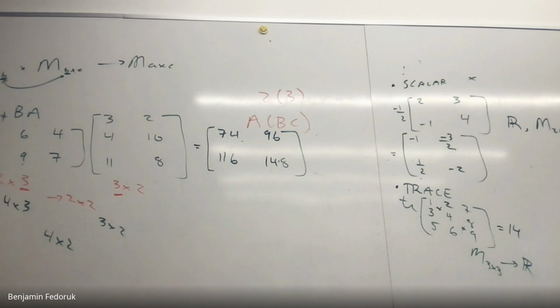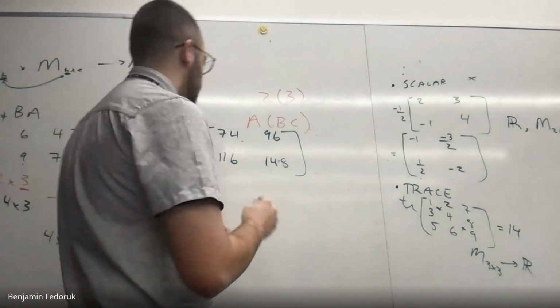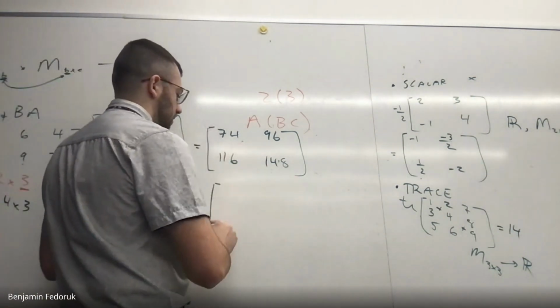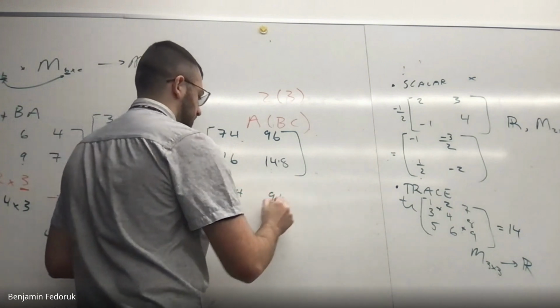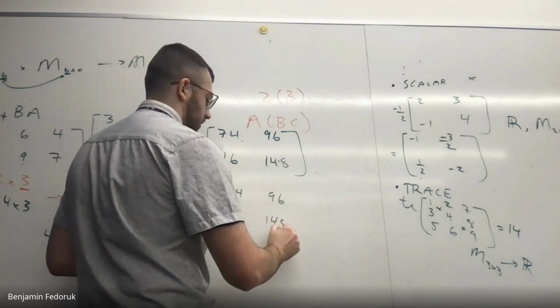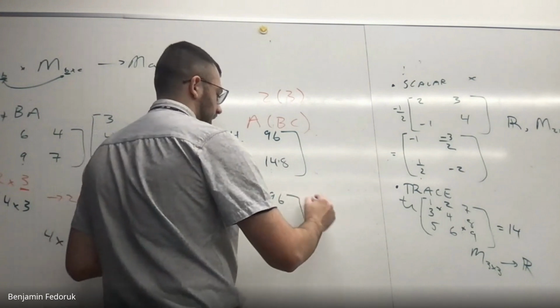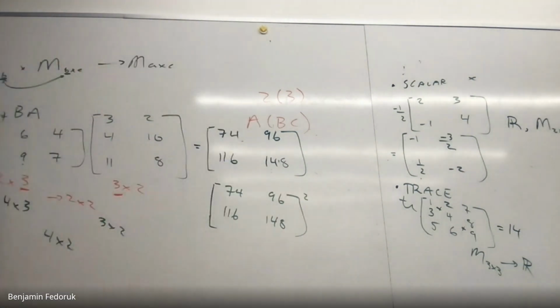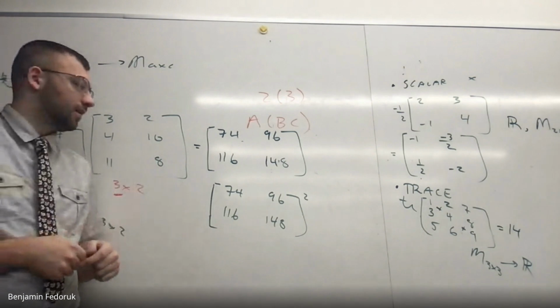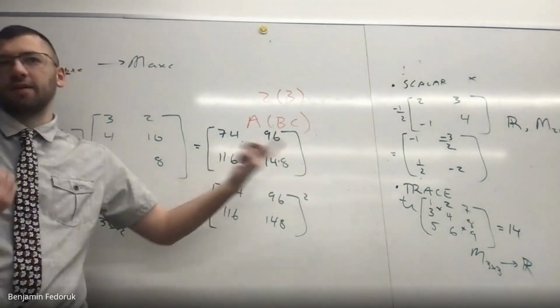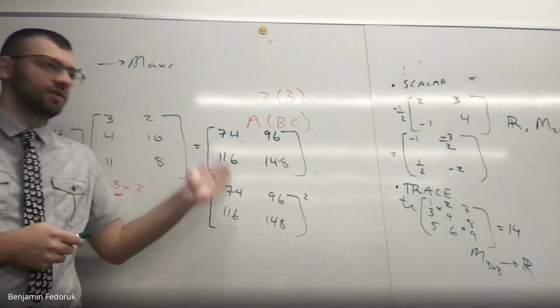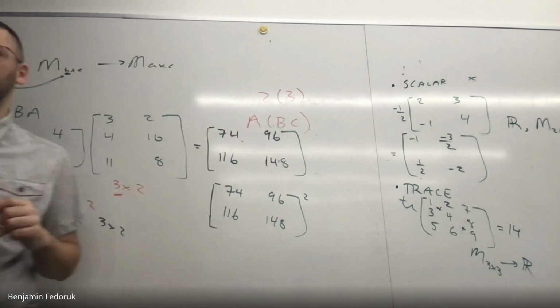Cool. What do I mean if I say, maybe we take this matrix here, 74, 96, 116, 148, what do I mean if I say this squared? Any guesses? Multiply it by another. Yeah, you multiply it by itself, right? Just do this matrix times itself. That'll give you the square. If I said cube, just do that 3 times, however many it is.